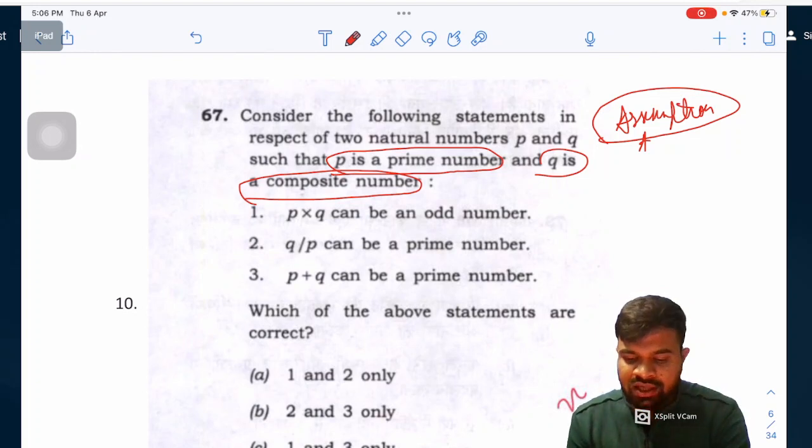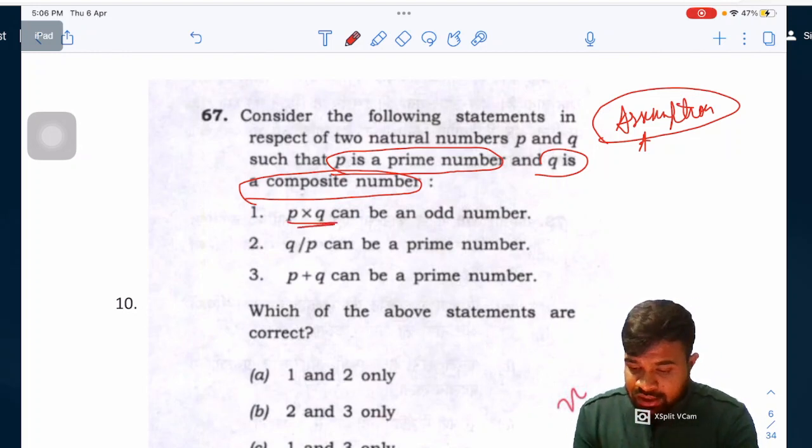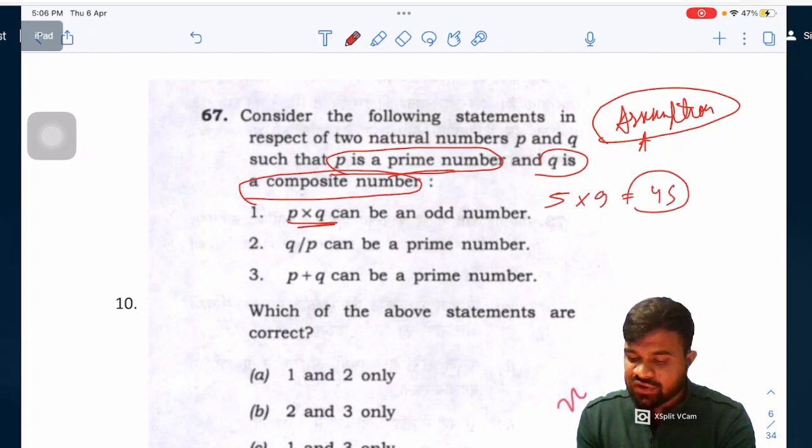Now, P and Q can give an odd number. See, P is prime. Let's suppose P is 5 and Q is composite. Let's suppose Q is 9. Now 5 times 9 is 45. That means an odd number. First statement can be true.